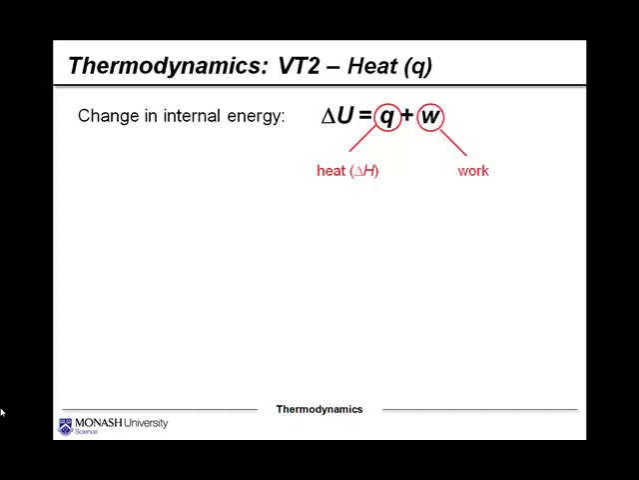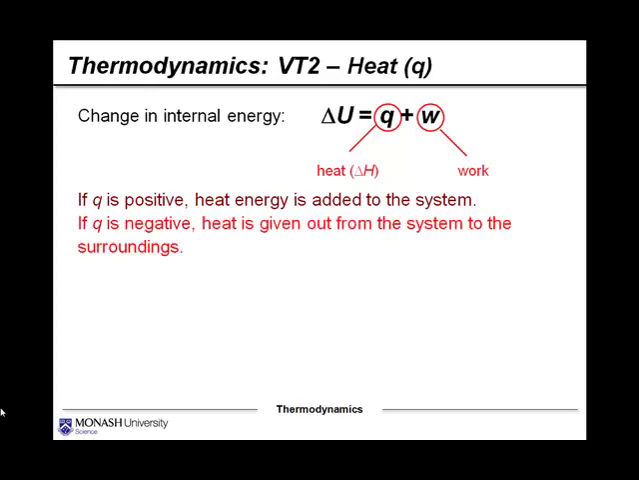And I've got there heat as delta H. We're going to have a look at that. There are different definitions for Q, and sometimes this will be equivalent to something called the enthalpy, which is indicated by an H. But first of all, let's get this right in our minds. If Q is a positive value, we're saying that heat energy is being added to the system, so the internal energy is increasing. If Q is negative, heat is given out from the system to the surroundings.